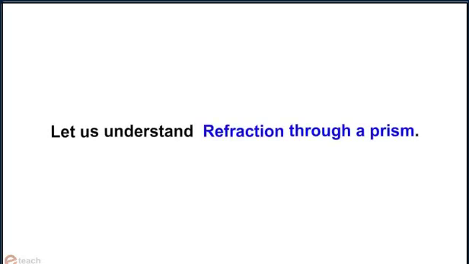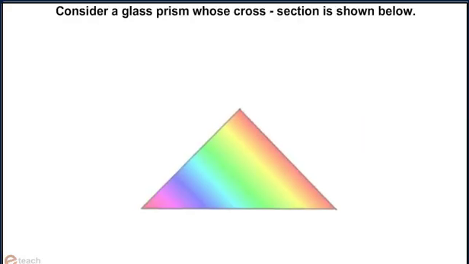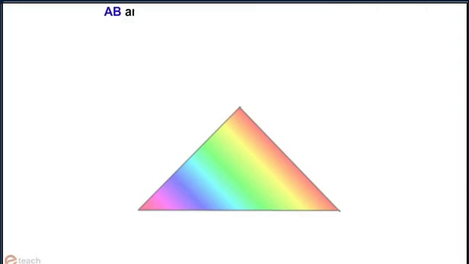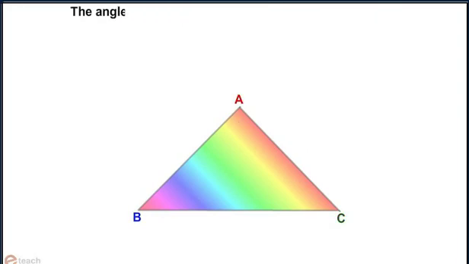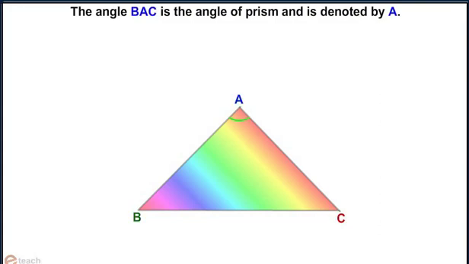Let us understand refraction through a prism. Consider a glass prism whose cross-section is shown below. AB and AC represent two refracting surfaces. The angle BAC is the angle of prism and is denoted by capital A.